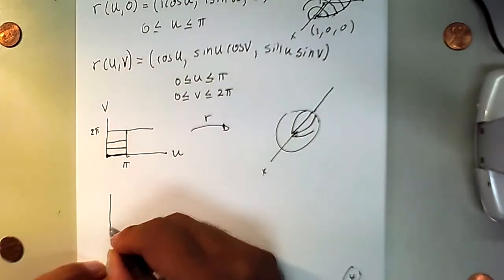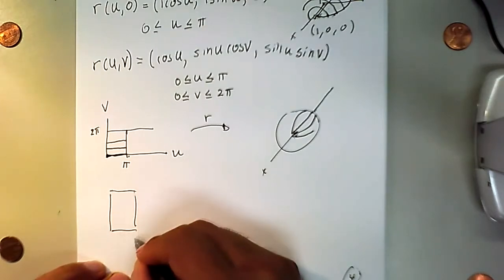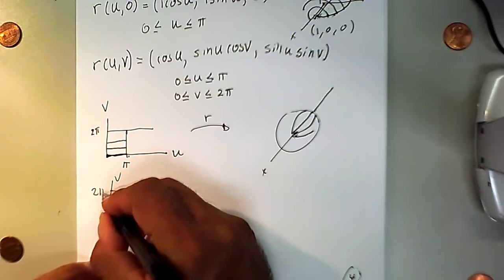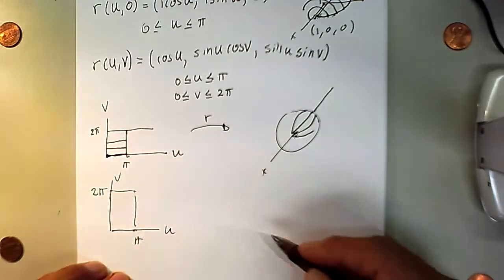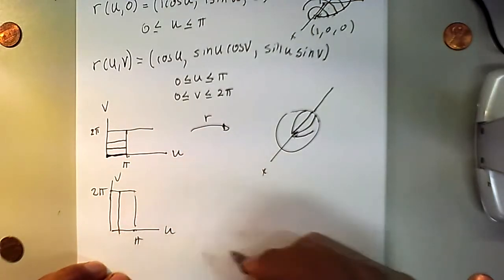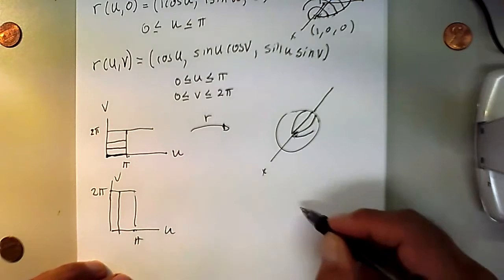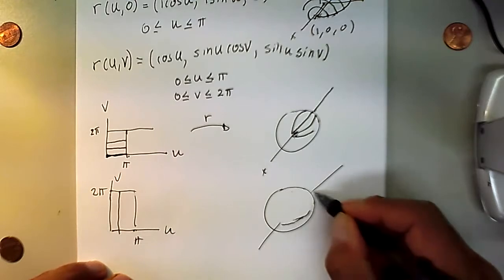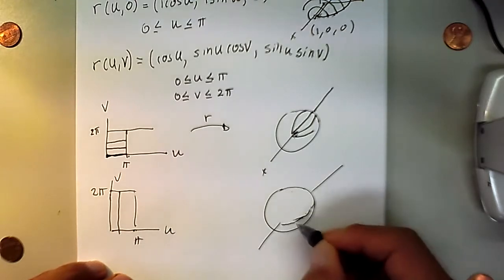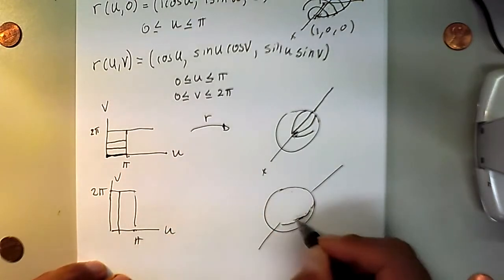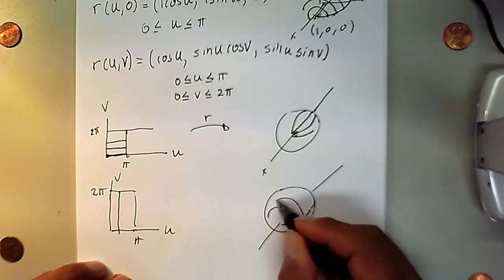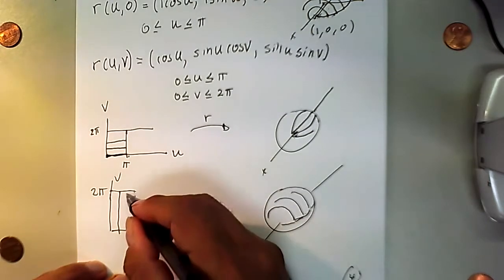Vertical lines, I'm going to make a bigger rectangle this time because u goes up to pi. So that's u. And v goes up to 2 pi. There we go. So it's the same rectangle, I just made it a little bigger. Vertical lines, on the other hand, will correspond, and I'm going to draw the ball again. So there's the initial half circle, and then vertical lines are actually full circles like so. So those are vertical lines.